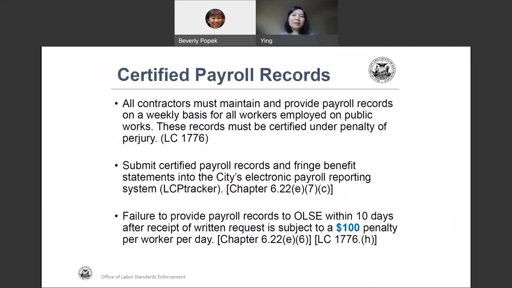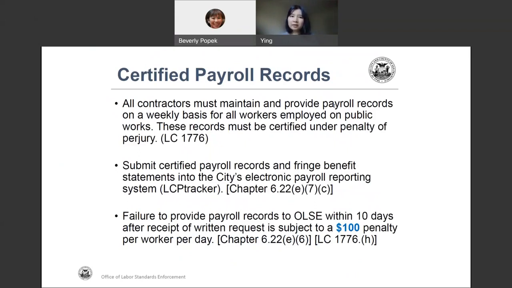So let's talk about something that we enforce. It's the certified payroll. All contractors must maintain and provide payroll records on a weekly basis for all workers employed on public works projects. These records must be certified under the penalty of perjury.